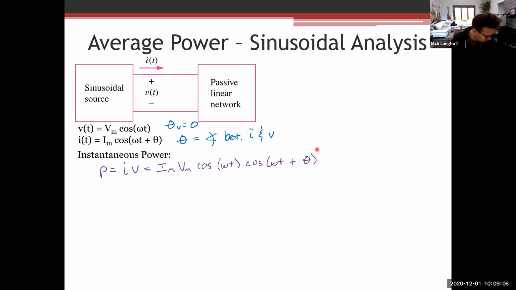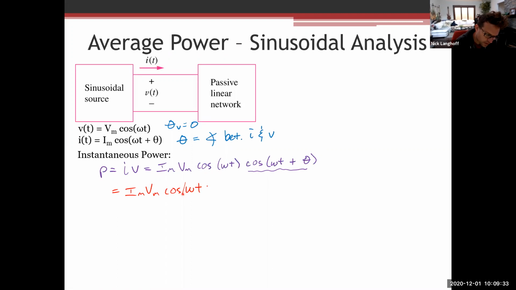Now we're going to use a trig identity to break out this signal. Cosine omega t plus theta can be rewritten as the following identity. We'll have our Imax Vmax cosine omega t term out in the front.